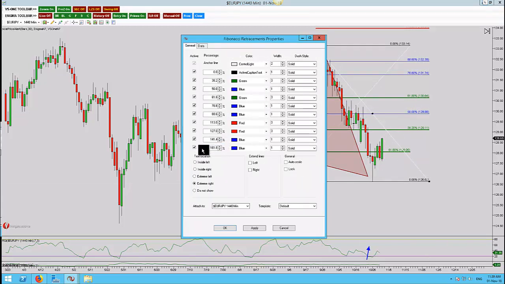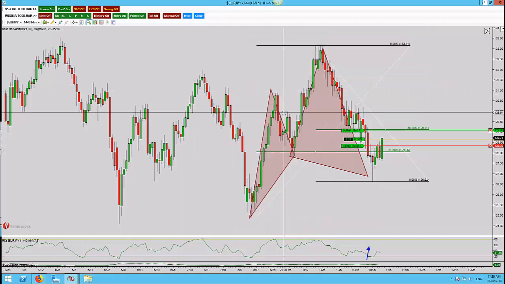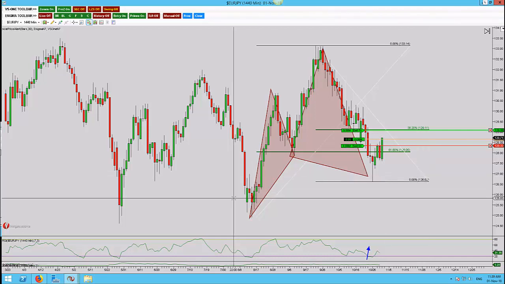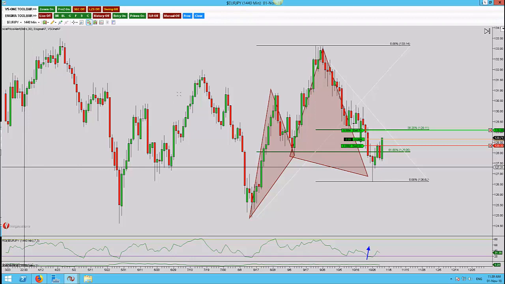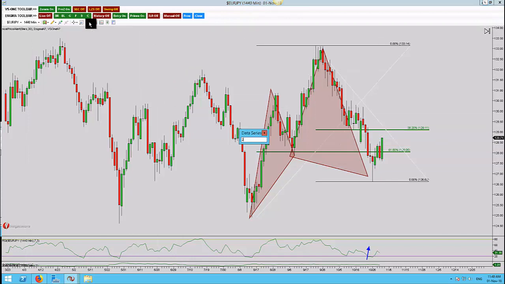Now 129.11 would be target one on this particular trade. Okay, I've just brought back over the orders. My target is 129.08, so front running there by 3 pips. Let's go ahead and drop to the 240 time frame.